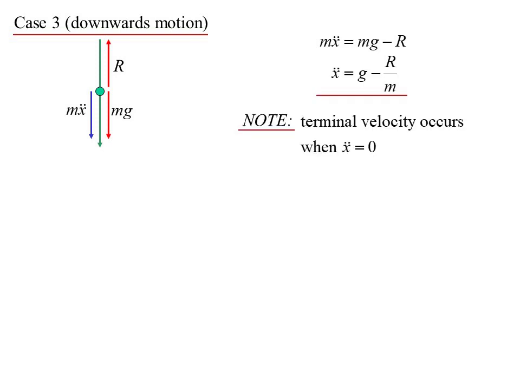We have this other thing called terminal velocity. So when we're going down, we have terminal velocity. That's basically when the acceleration is equal to zero, or if you like, the forces are balancing. Let's have a look at some questions.